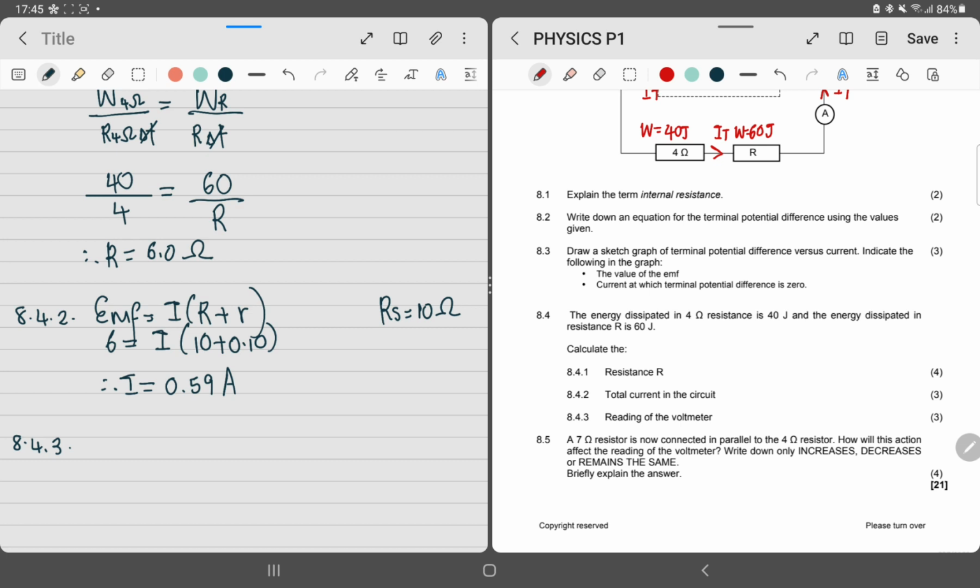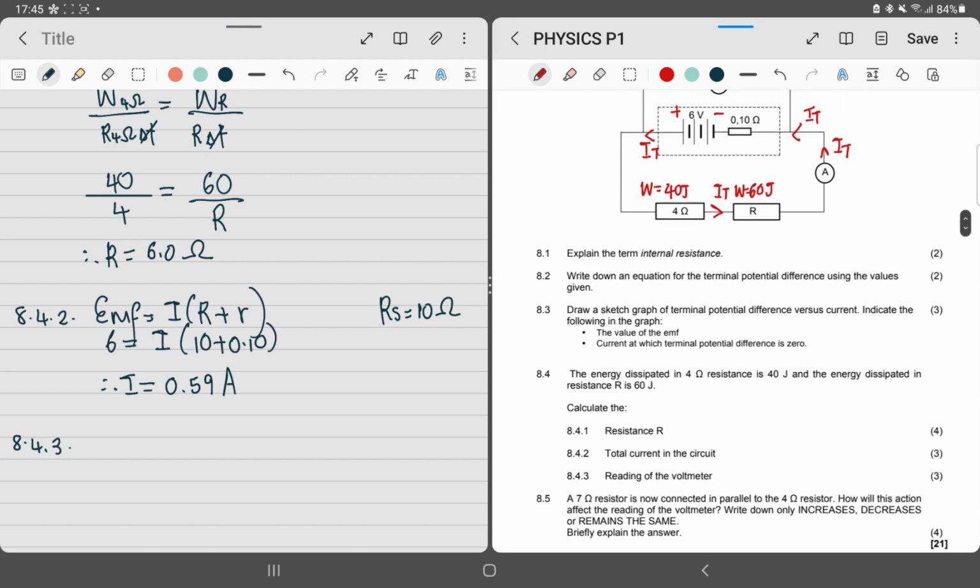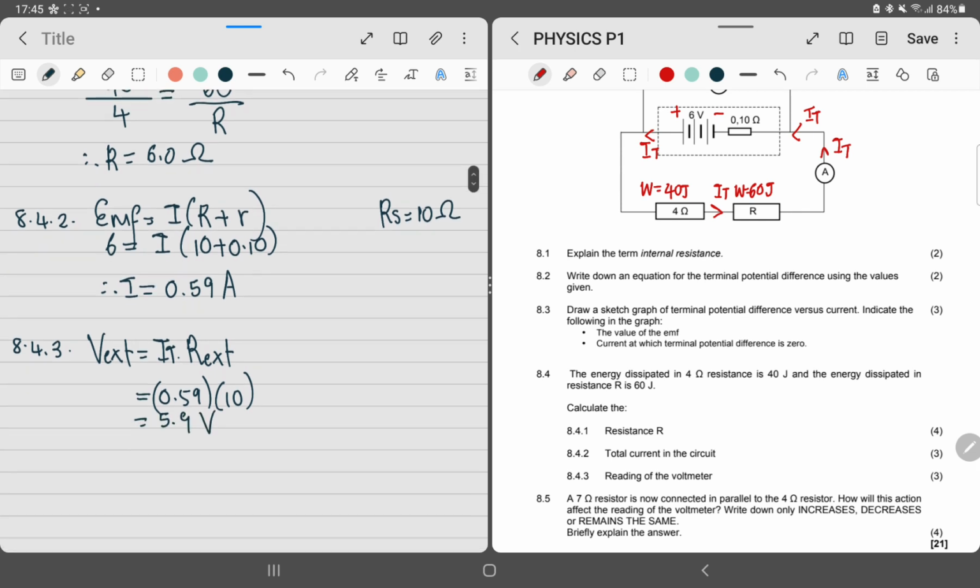8.4.3. They want the reading on the voltmeter. So V external is equal to I total multiplied by the resistance. The total current is 0.59 and the total resistance is 10. 0.59 times 10, I'm getting 5.9 volts.